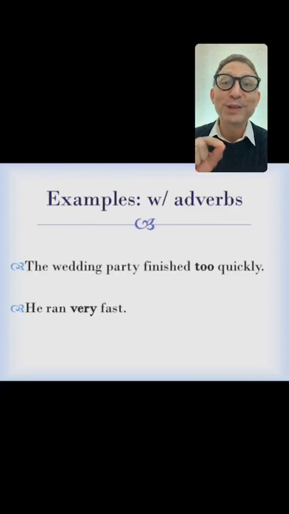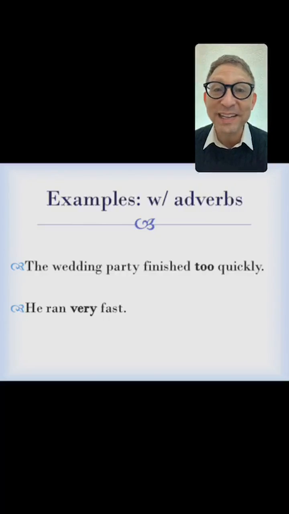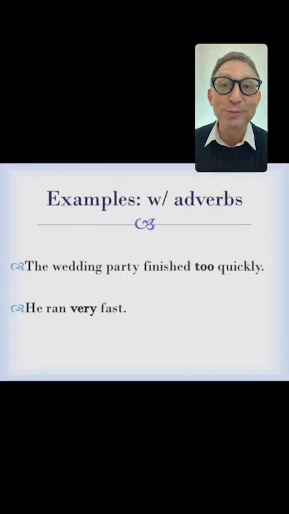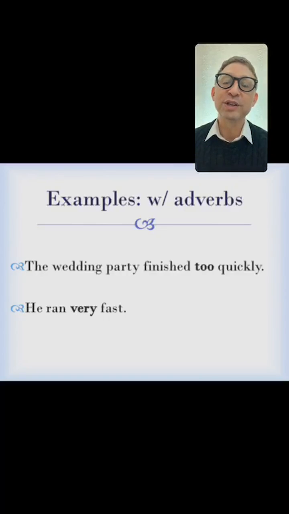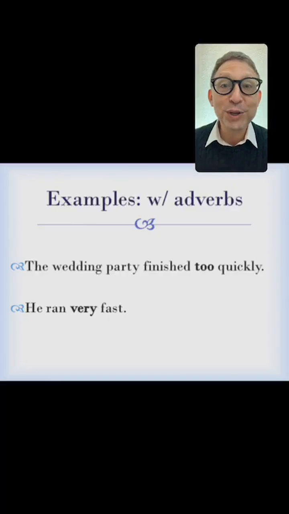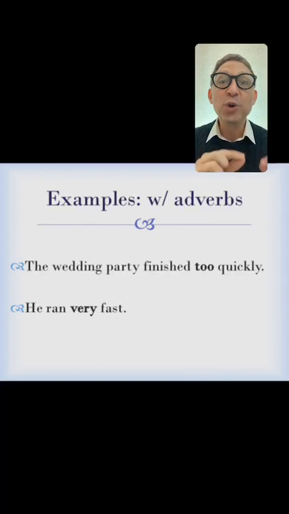Here is an adverb describing another adverb, and this is very interesting. Adjectives can't describe themselves because they're adverbs if they describe adjectives, but adverbs can describe other adverbs. In this sense, they're some of the most flexible parts of speech in the English language. The wedding party finished too quickly. So quickly describes finished. How did it finish? Quickly. But too describes how quickly it finished. So too describes quickly. Quickly describes finished.